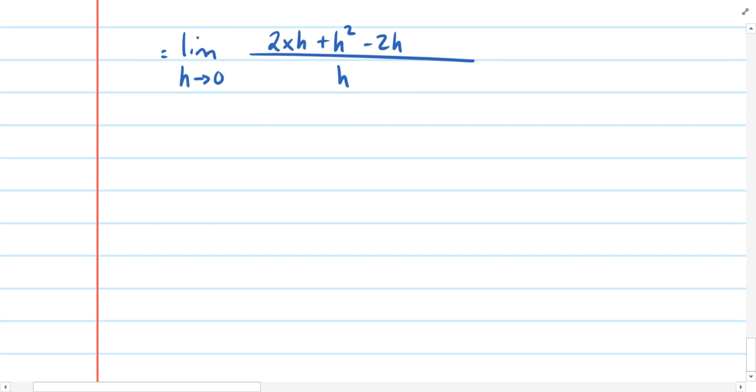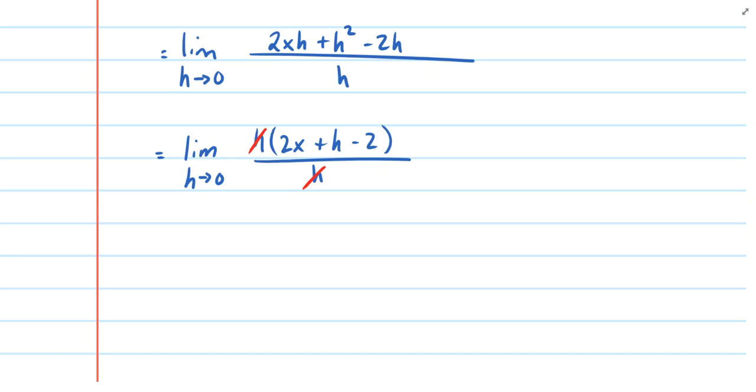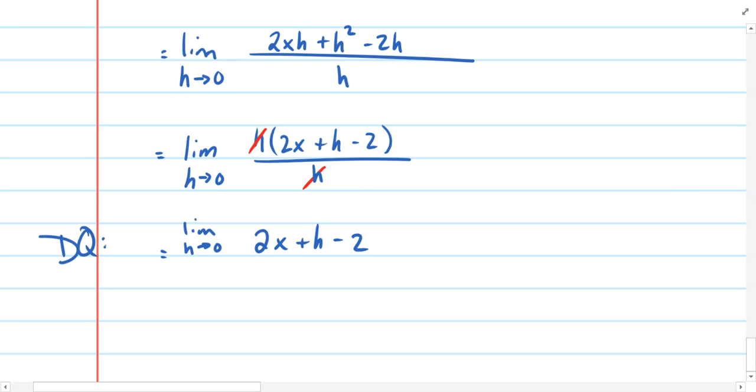And here again, you could probably skip this next step, but I'm going to show it just for clarity here. In the numerator, I've got an h that's common, so I'll factor it out, and I'll show that 2x plus h minus 2 is left in the numerator with an h in the denominator. Now it's real clear to see that those two h's will cancel, or reduce to 1. And what we're left with is the phrase limit as h approaches 0 of 2x plus h minus 2, and that is our difference quotient, which will help us find the slope of a curved line.